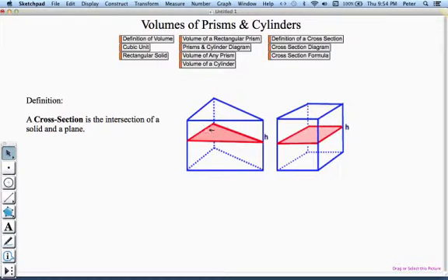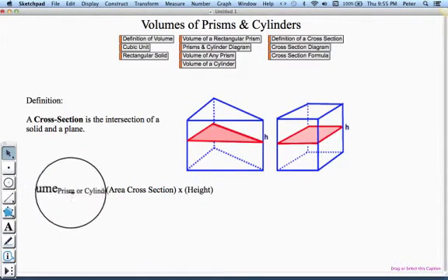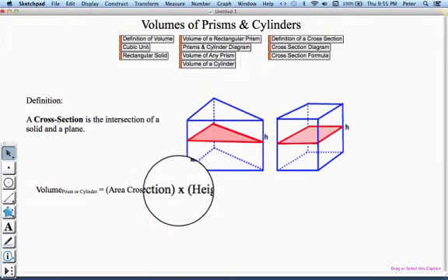You'll notice that the cross sections in prisms, when parallel to the base, are congruent to the base itself, which gives us yet another formula that we can use, and that is that the volume of a prism or cylinder is equal to the area of a cross-section times the height, because of course the area of a cross-section will be equal to the area of a base in a cylinder or a prism.